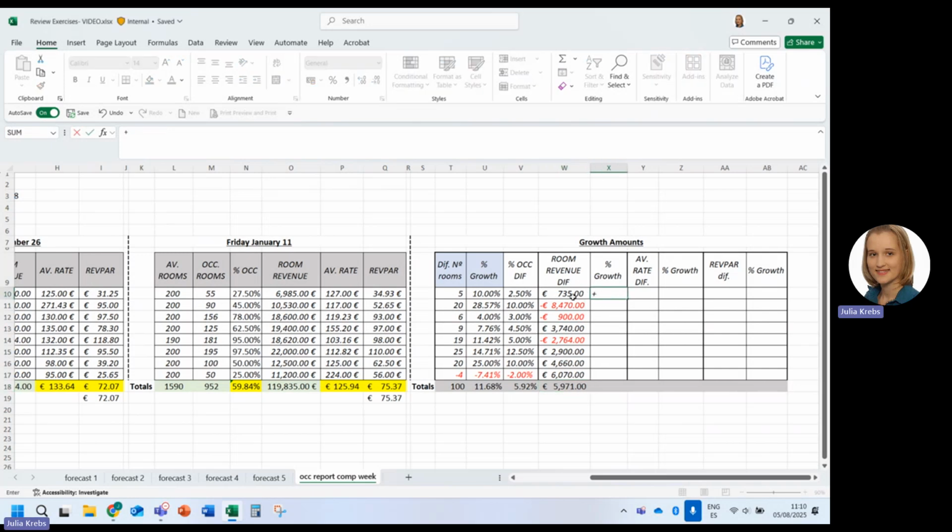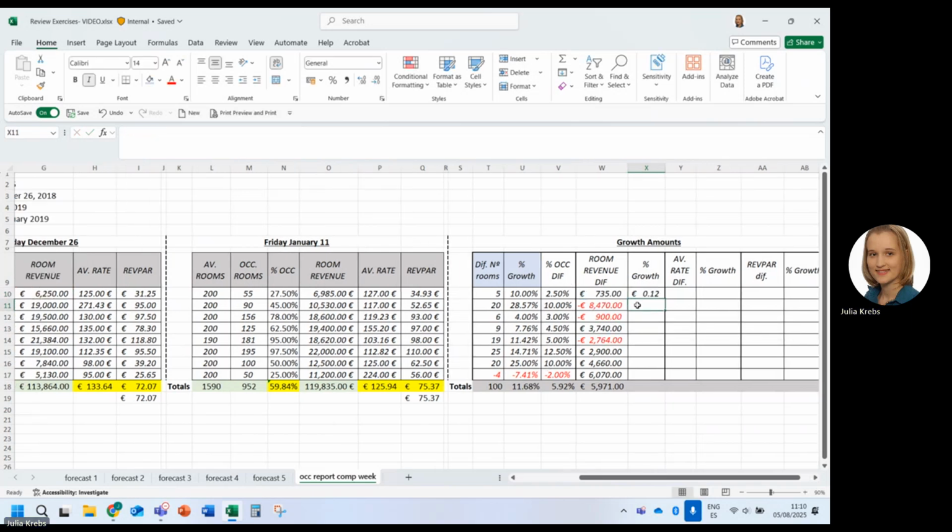So let's do the growth amounts. We again do this divided by the previous. I want it as a percentage. Thank you. And we drag it down. Of course, if I have a negative revenue growth, meaning I've lost revenue, of course, the percentages need to be negative as well. And now I do again the same with the totals. And again, I like this as a percentage, please. There you go, 5.24%. So that's the growth amount in revenue.